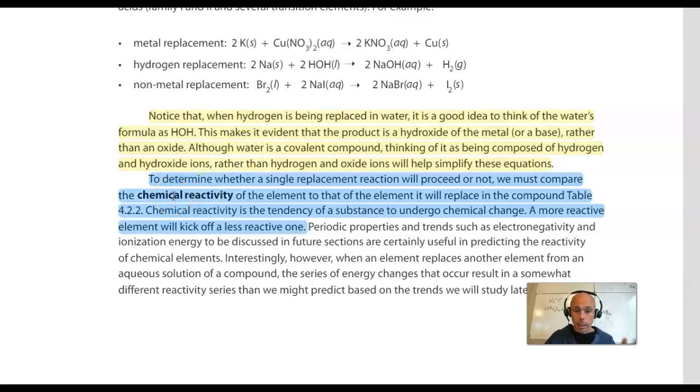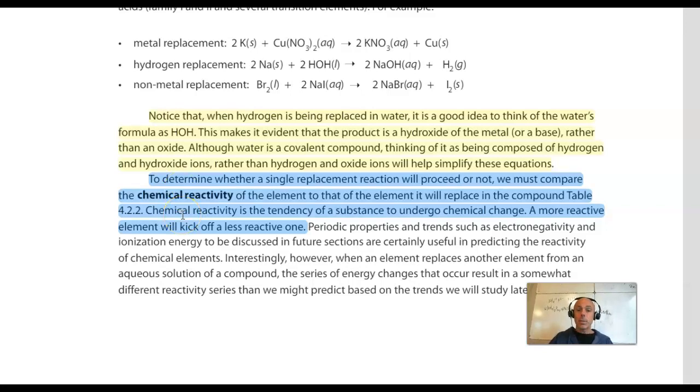In blue here, and this is the bit about whether or not reactions actually occur, it tells us that to determine whether a single replacement reaction will occur or not, we need to compare the chemical reactivity of the element that's by itself to the element that it would potentially replace in the compound. And when we flip our page, we'll see table 422 that ranks metals and nonmetals according to their reactivity.